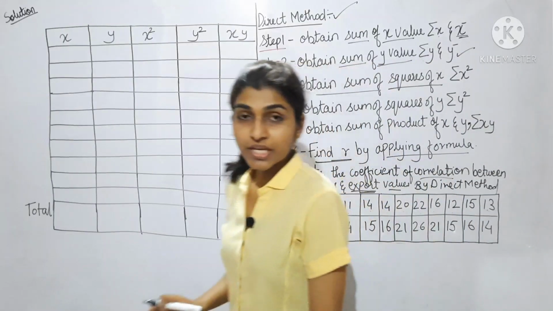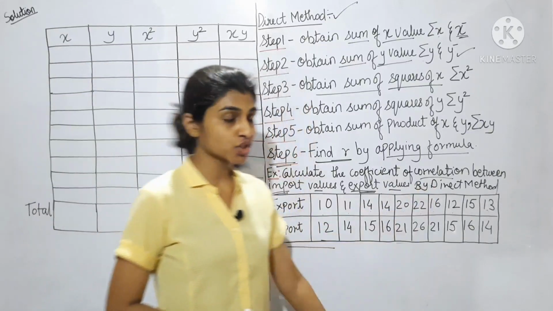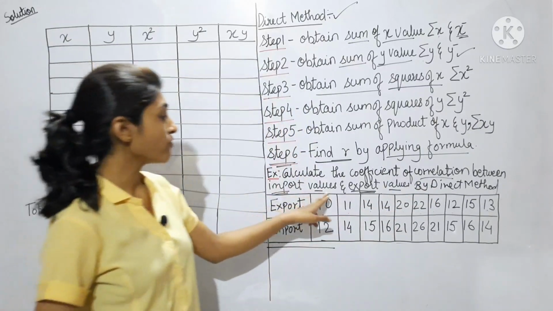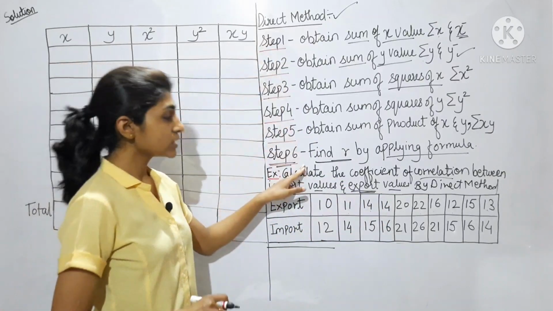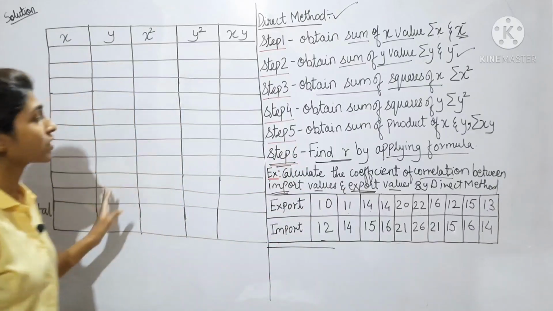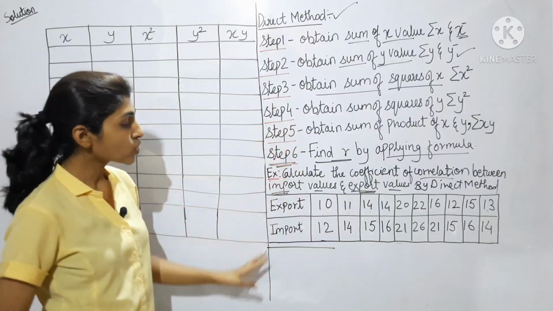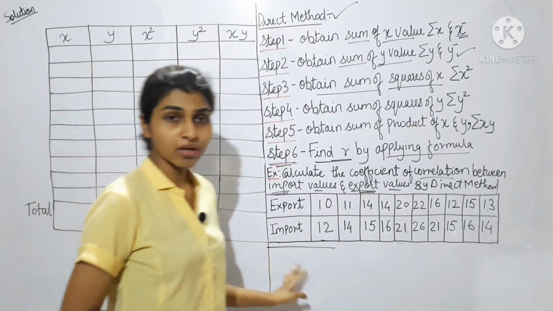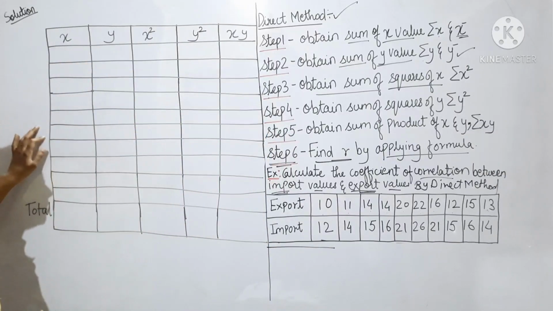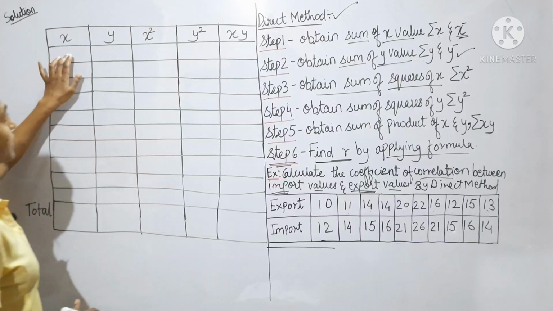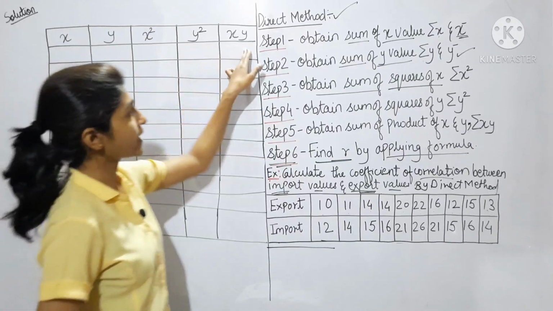Okay, so now we'll see how to calculate the coefficient of correlation between the import values and export values by the direct method. So we are going to use these steps to find the correlation between import values and export values. So this is the example. I hope you have noted it down in your notebook. After this, prepare this table in this form: x, y, x square, y square, xy.